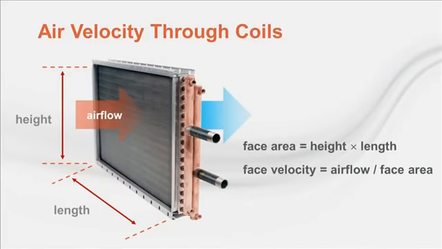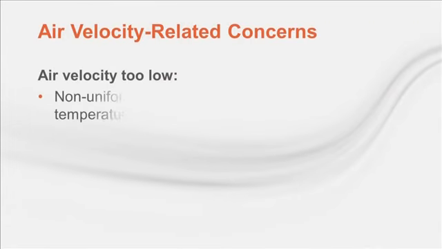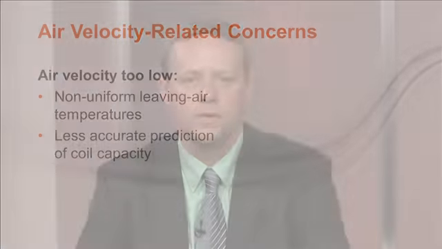Okay, thanks Todd. Now let's switch from water velocity and discuss air velocity through the coil. The contributing attributes to air velocity are the size, or face area, of the coil and the airflow rate. Just like with water flowing through the coil tubes, care should be taken to avoid an air velocity that is too high or too low. Risks associated with air velocity that is too low include non-uniform coil leaving air temperatures and less accurate prediction of coil capacity. While reducing the air velocity can save fan energy, there are limits which result in diminishing returns.